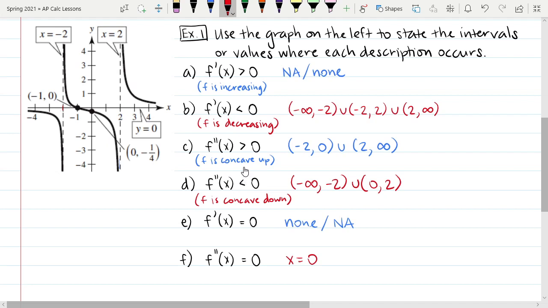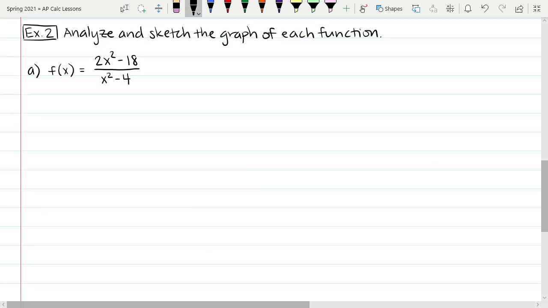So now that we've reviewed that, let's actually talk about this summary of curve sketching. How can we put all of this calculus together to accurately graph a function that maybe you've never graphed before? All right, so here we go. We're going to analyze and sketch the graph of each function. The first one we're going to start with is a rational function: f of x equals 2x squared minus 18 over x squared minus 4.